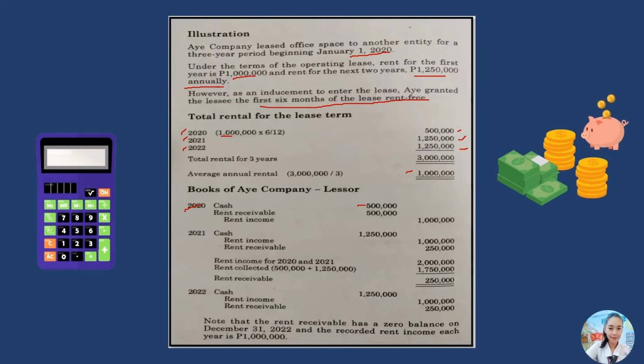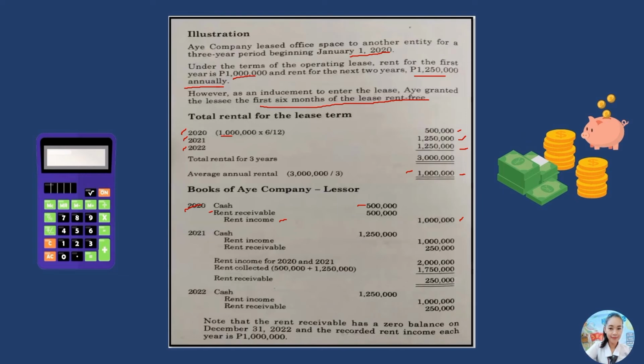And then, since we said earlier to use straight line basis, what you have to record is the average annual rental of 1 million. So here you have to credit the rent income of 1 million. The difference between them is rent receivable of 500,000. Right.